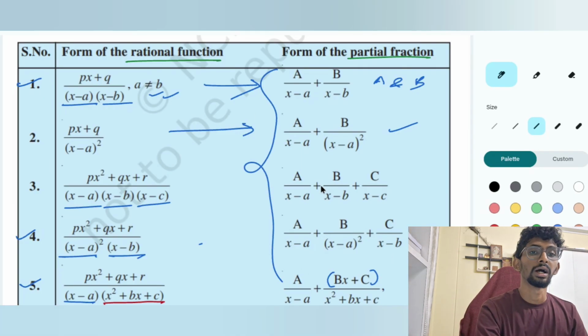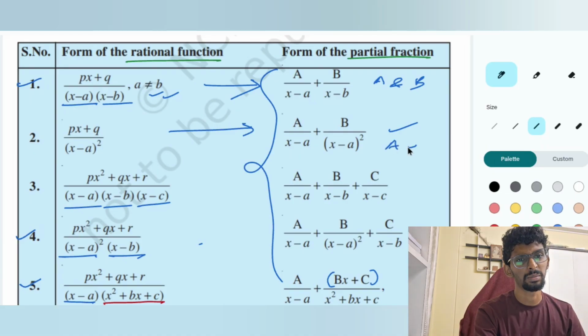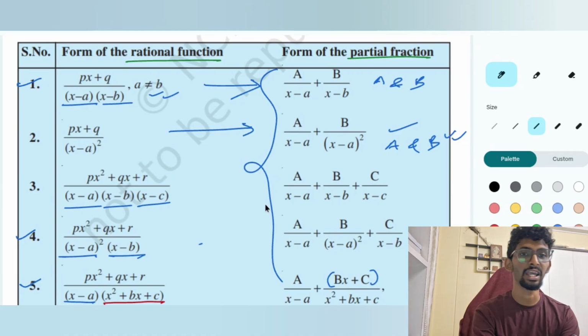So now our next target is to find a and b. Then easily we can decompose. So let us learn how to find a and b.